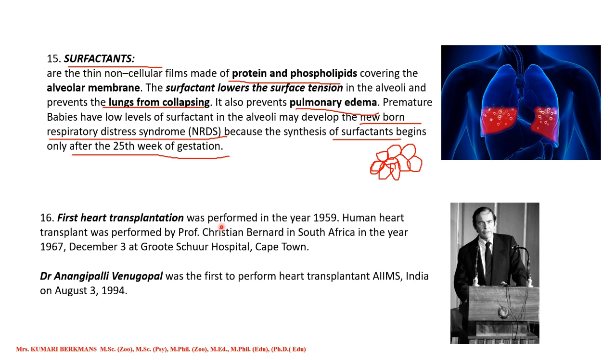The first heart transplantation was performed in the year 1959. The first human heart transplant was performed by Professor Christiaan Barnard in South Africa in 1967, on December 3rd at Groote Schuur Hospital, Cape Town. Who did the heart transplantation? Professor Christiaan Barnard in South Africa.